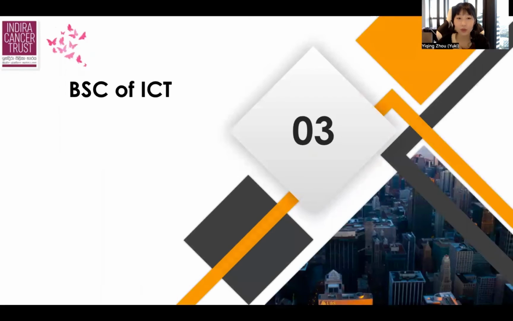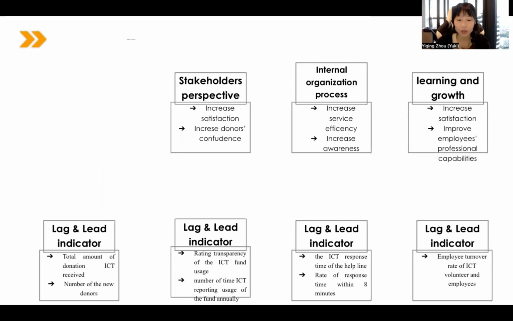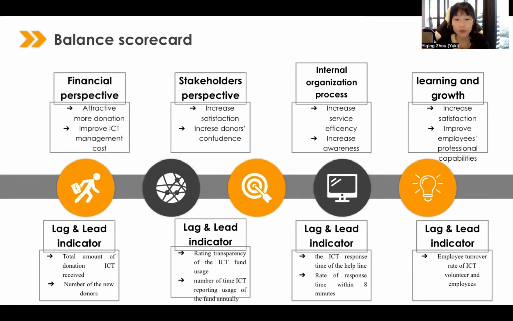Now I'd like to turn to the balance scorecard. To provide cancer patients with care, the balance scorecard assists managers in monitoring ICT performance from various objectives in each perspective by using lag and lead indicators. From a financial perspective, there are 2 goals to ease the financial strain on ICT. One is to attract more donations, and the other is to increase cost management.